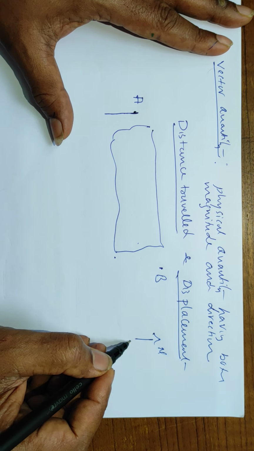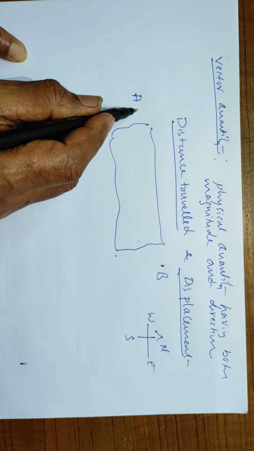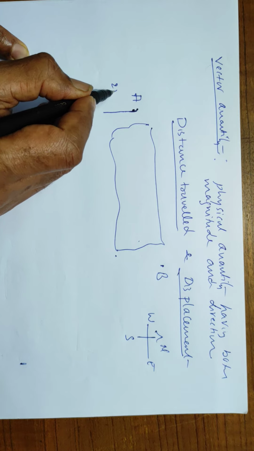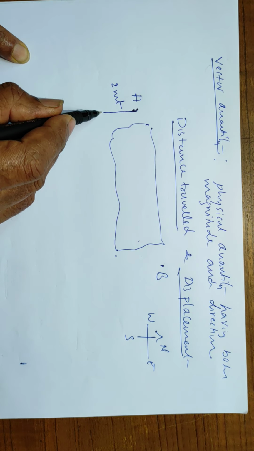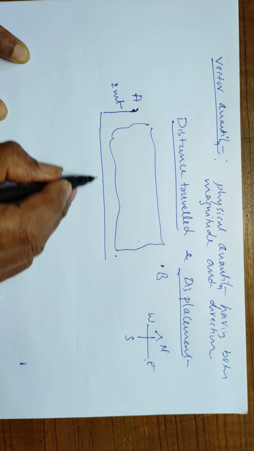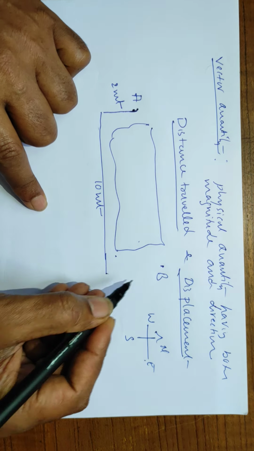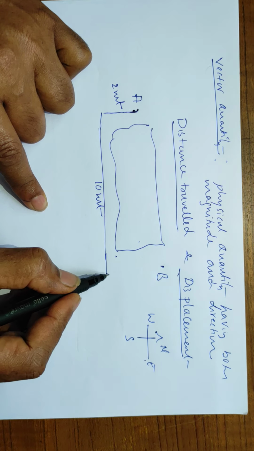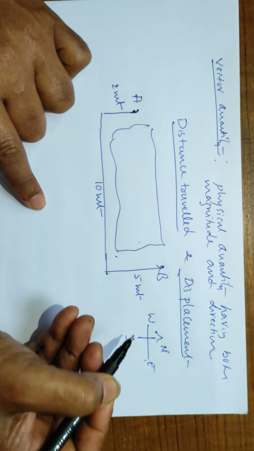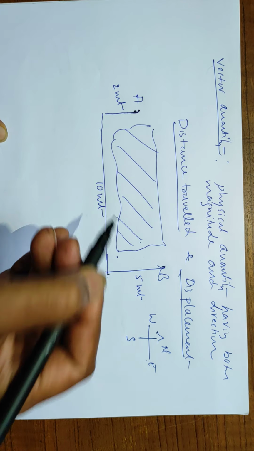Let me show the directions: north, south, east, west. First, from A, he moved towards south. He covers a distance of 2 meters. Then he moved towards east and he covers a distance of 10 meters. And then he moved towards north. He covers a distance of 5 meters. Finally, he reaches the destination, B.